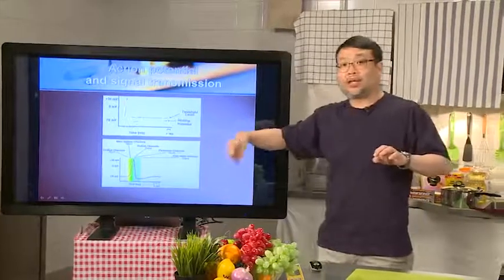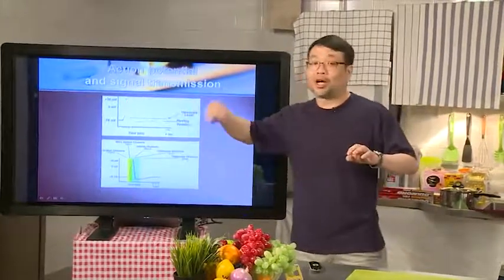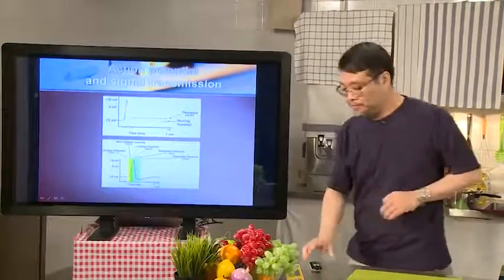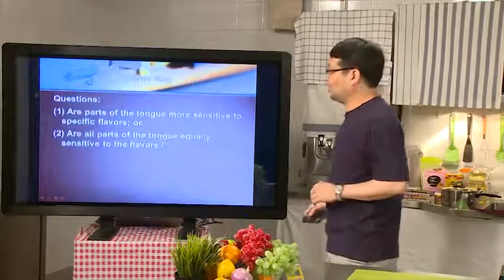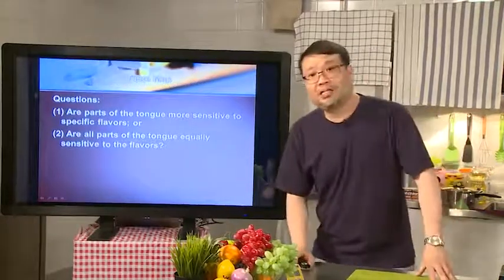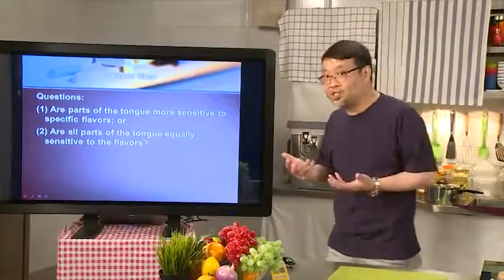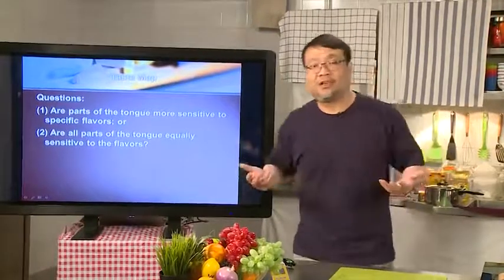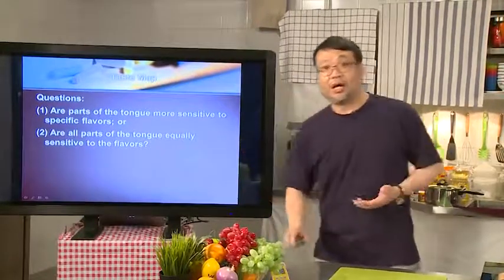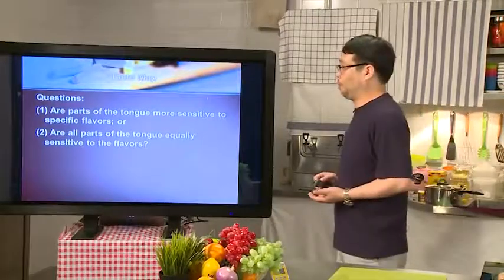And then through some chemical connection, they will be connected to other neurons in the brain. Now, in this process, we need to ask ourselves, are there parts of our tongue which are more sensitive to a particular flavor? Or are all parts of the tongue equally sensitive to the same flavor? Now, there is quite a bit of dispute because it varies from person to person.